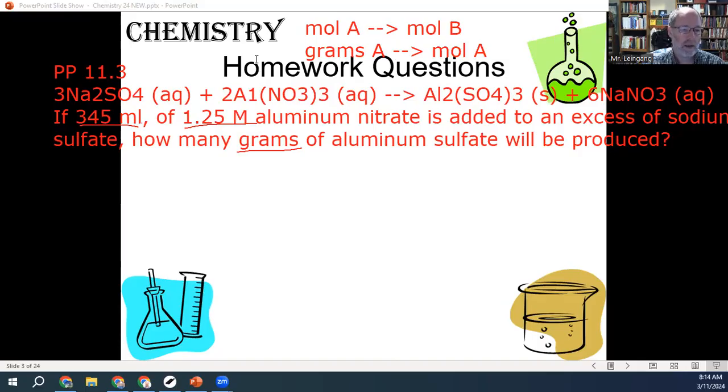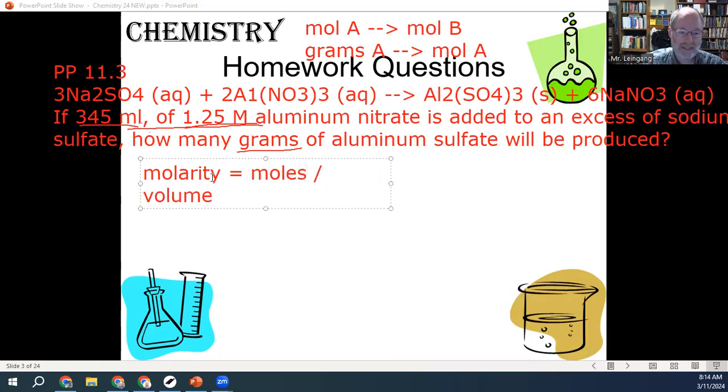So how do I go from milliliters to grams? Milliliters of one thing to grams of something else. Well, I've got to figure out how to get into moles of aluminum nitrate. How am I going to get to moles of aluminum nitrate? Well, you'll notice that they give you this volume and the molarity. So we need to remember that molarity is equal to the moles of the substance divided by the volume.